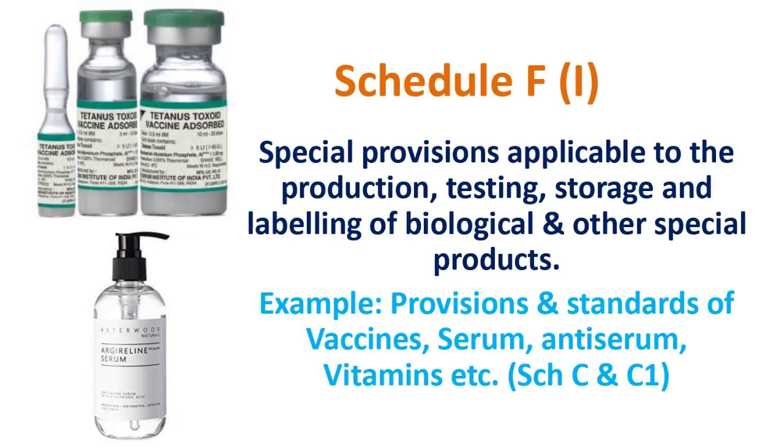Examples are provisions and standards for vaccines, serum, anti-serum, vitamins, etc. Don't get confused here. List of biological and other special products, they come under Schedule C, and their special provisions applicable to production, testing, storage and labeling, they come under Schedule F1.